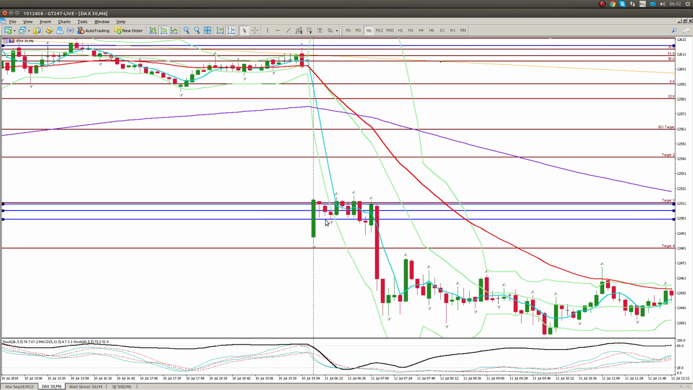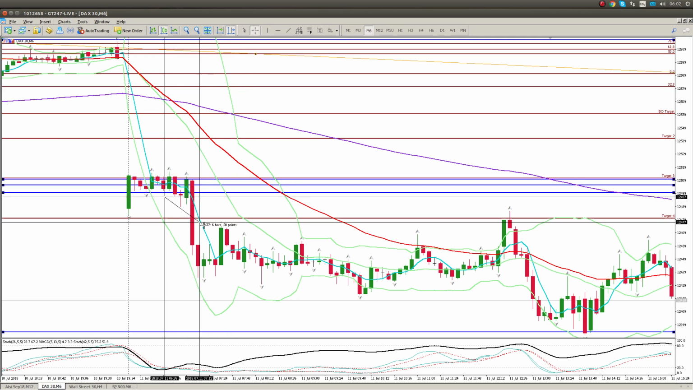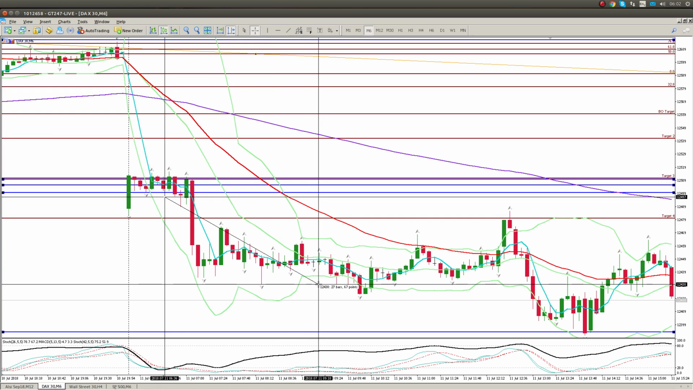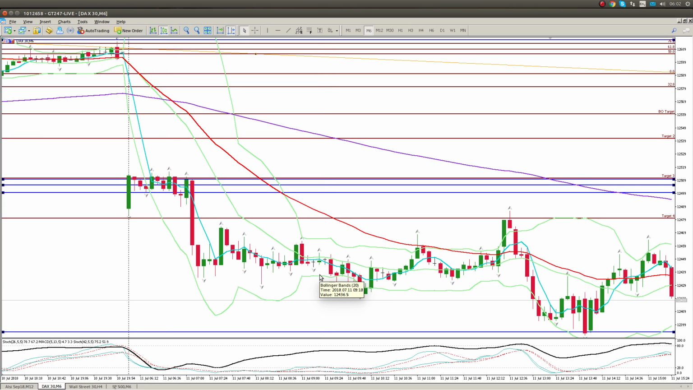And the reason being is that you've broken down and we're now coming up to test this zone of resistance now. And that would have been your short trade. Wouldn't have been much. Let's just say we were conservative. We took it from there. 60 odd points, 50, 60 points. Not much on offer, but that was the trade. Okay.